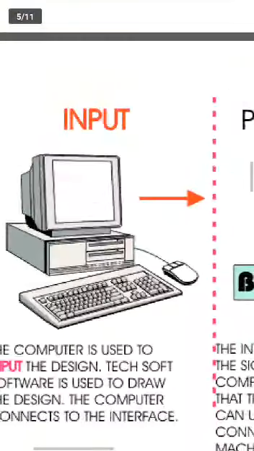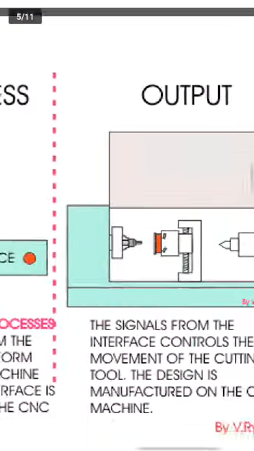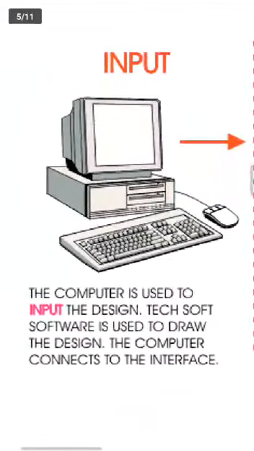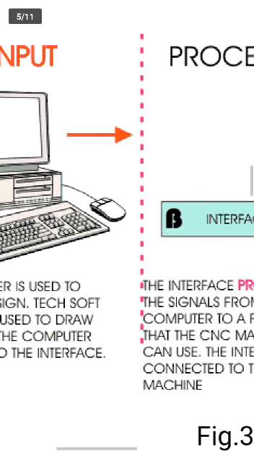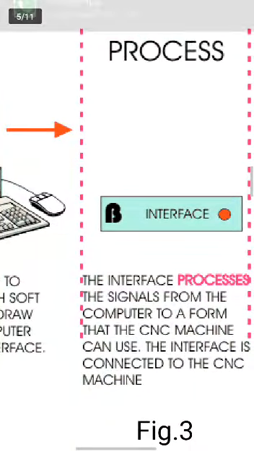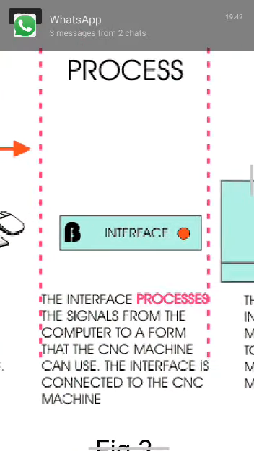What are these? Input devices, processors and output devices. These are the different types of input device. What are the input devices we have studied? The computer is used to input the design. Software is used to draw the design. The computer connects to the interface. So whatever designs we draw, we input and send to the system, and from there it gives to the processor what to do with the machine.